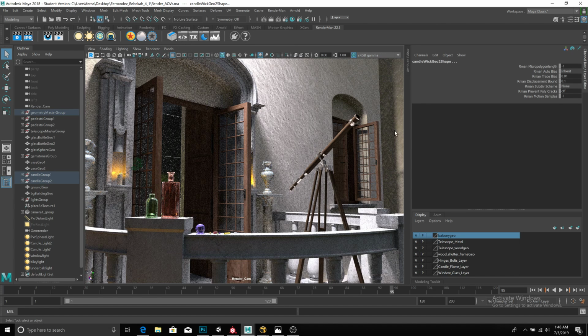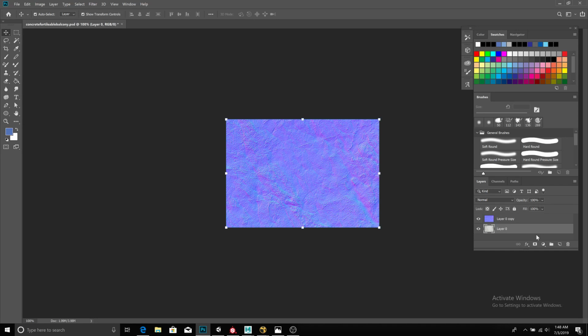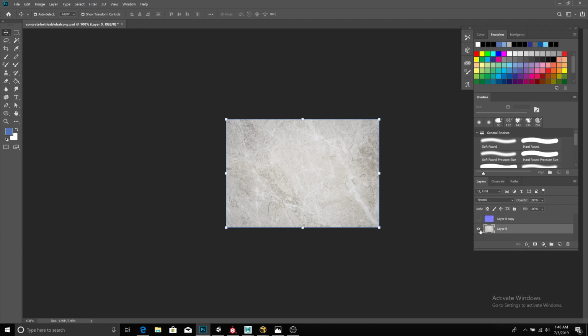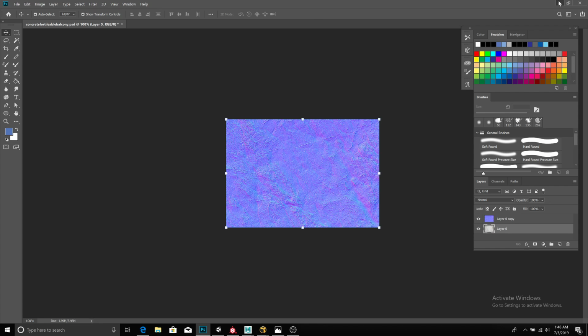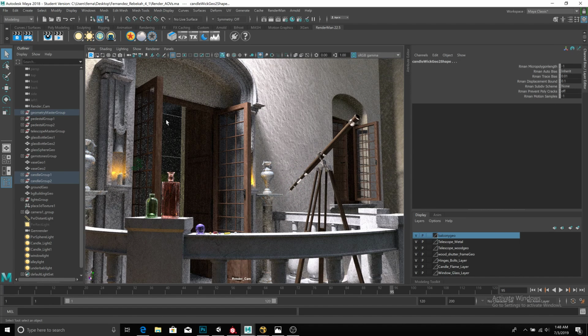One of my favorite things I learned was creating normal maps and textures in Photoshop, and then being able to incorporate it right into Maya. So I enjoyed looking up different textures, comparing them with other materials, and then creating a normal map for it. And once I was done, I could incorporate it into Maya, which I did for the balcony.